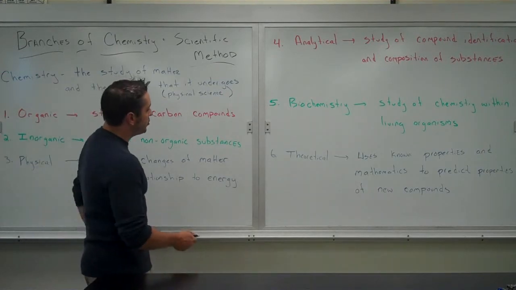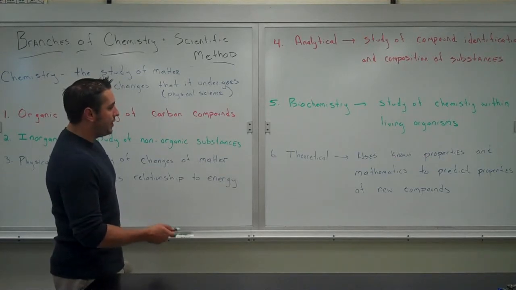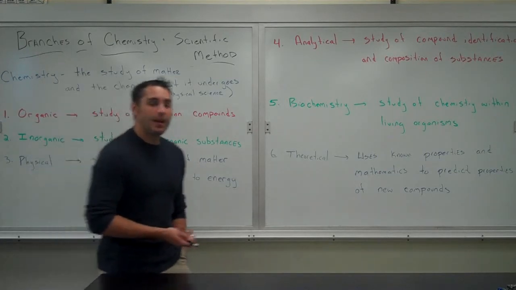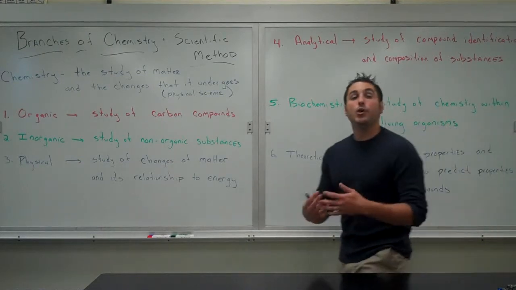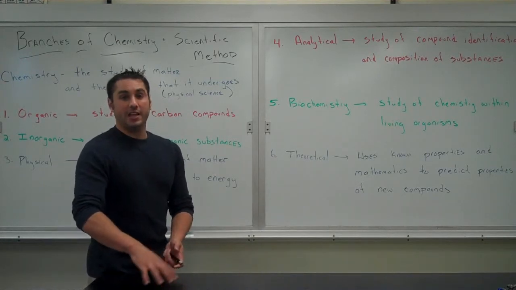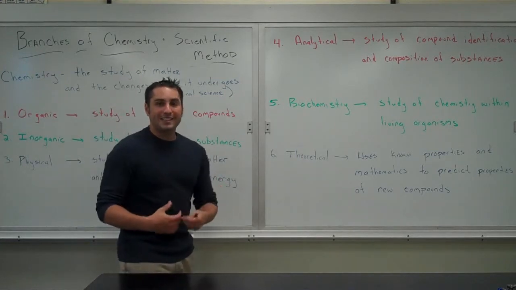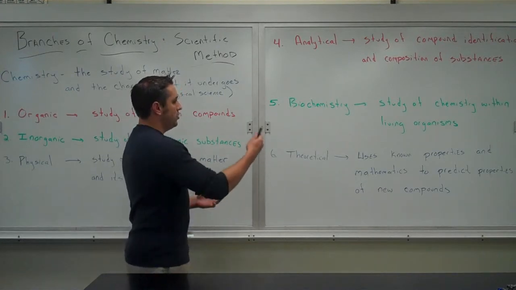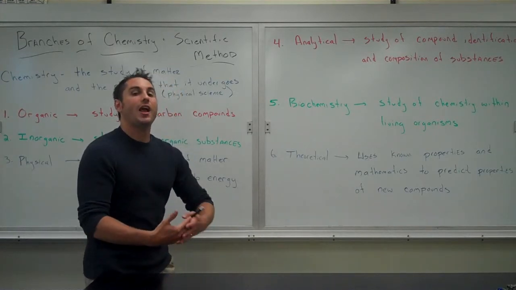The last branch of chemistry is called theoretical chemistry. Theoretical chemistry uses known properties in mathematics to predict properties of new compounds or at times undiscovered compounds. Analytical chemists tend to compare. They'll take an unknown and be able to tell you what it is if it is a known substance and compare them. Theoretical chemists will look at large banks of known substances and then postulate on will those known substances lead to a pattern that we can predict properties of something that will be similar yet undiscovered.